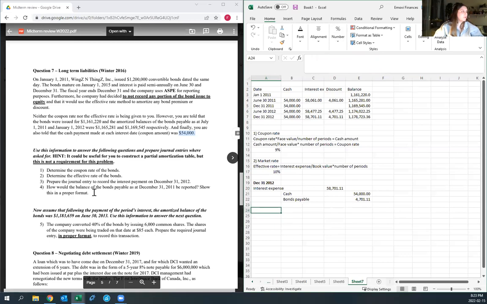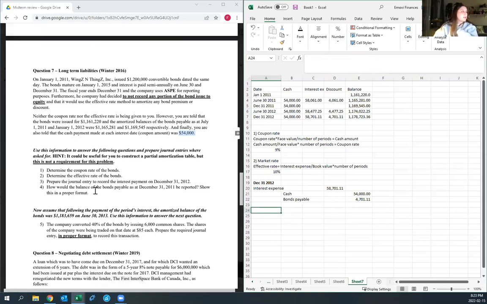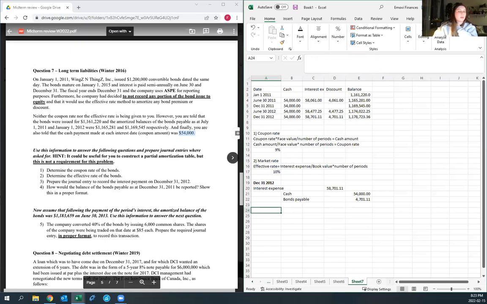For requirement 4, how would the balance of the bonds payable as at December 31st, 2011 be reported? Show this in proper format. So you would have in your long-term liabilities a bond payable of 1,169,000.